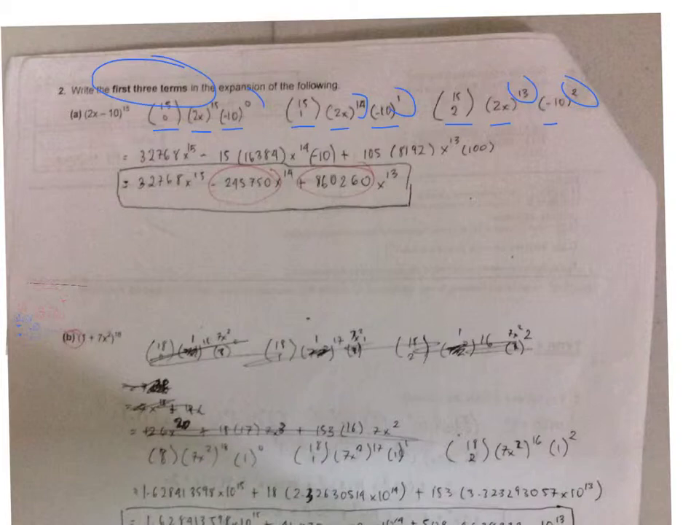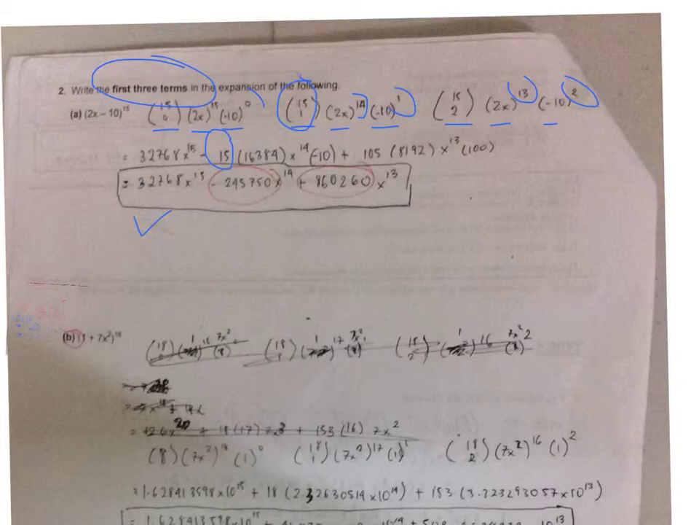When you simplify the expression, you have to be very careful. So let's see. The first one is correct, so I did not encircle that. The second is 15 combination 1, which is 15.